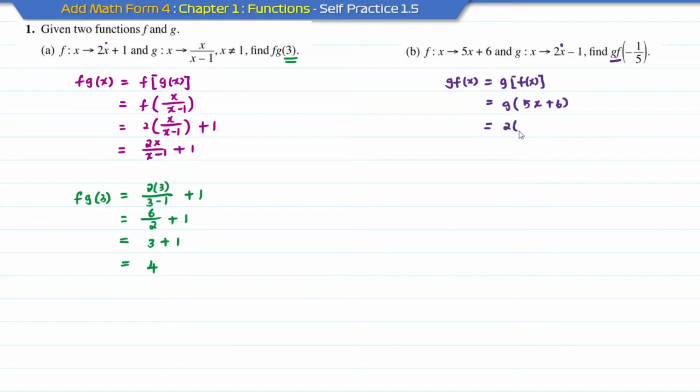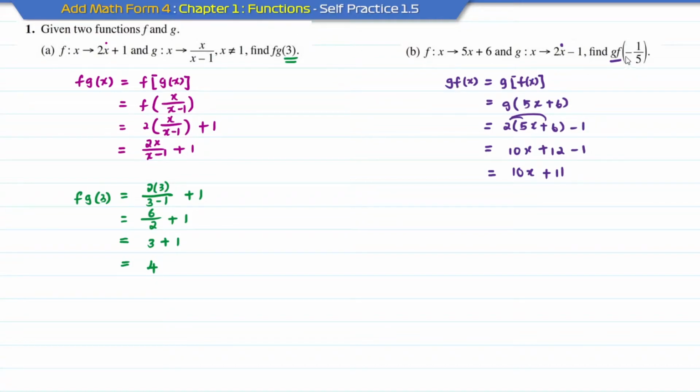So 2 bracket 5x plus 6, minus 1. We are going to expand this, so you're going to get 10x plus 12 minus 1. I can solve this number, so finally you're going to get 10x plus 11. That is the composite function of gf.